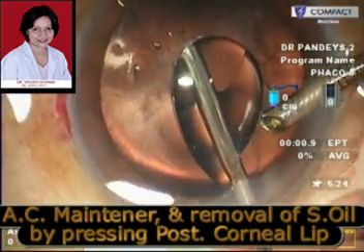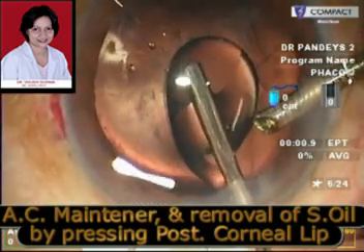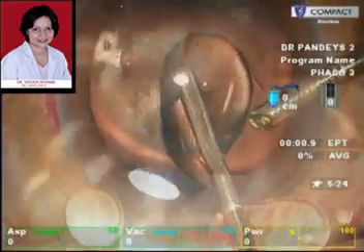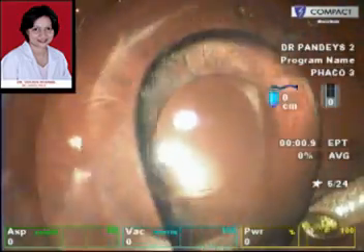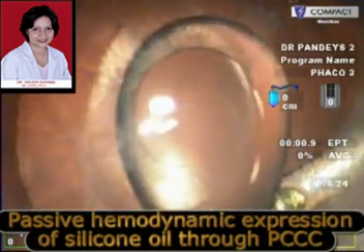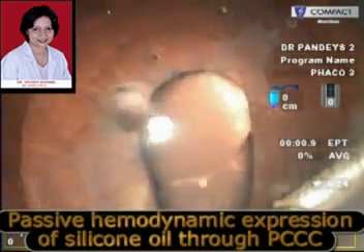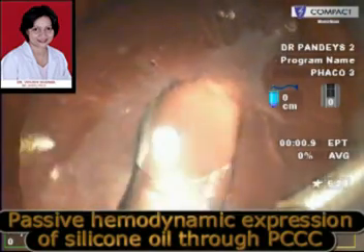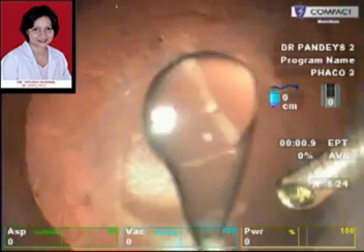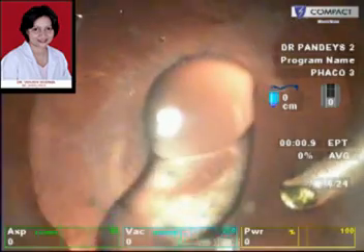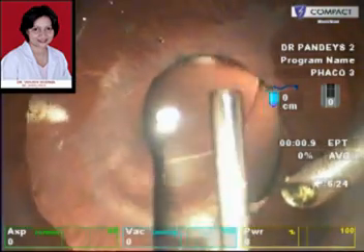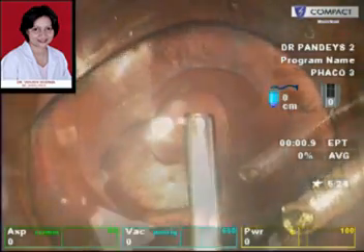As soon as the posterior capsule is opened, we can see the silicone oil coming out, and we then put an AC maintainer, and the silicone oil is removed by pressing the posterior corneal lip. So it just flows out due to the hemodynamic pressures from the posterior segment into the anterior chamber, and from there out of the eye as the posterior corneal lip is being depressed. So this is essentially a passive hemodynamic expression of silicone oil through the continuous posterior capsular axis.